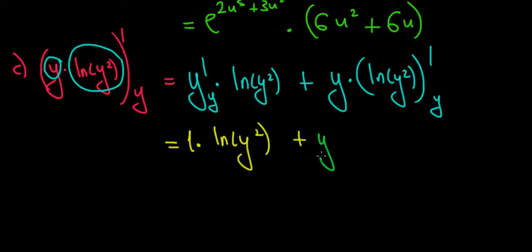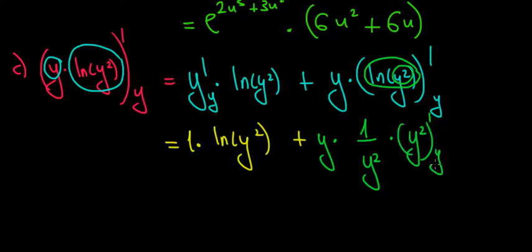what do we have on the other side? We have y as our constant. And what's the derivative of ln of y squared? Well, we're going to use the logarithmic property, which is 1 divided by y squared, but then, because this is an expression of y, we have to use the chain rule as well. So we also have to differentiate y squared with respect to y.